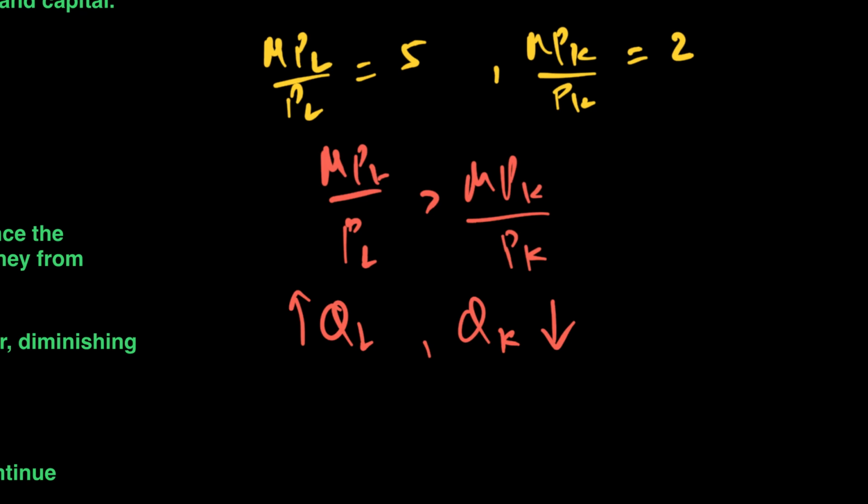So what am I doing? I'm reducing capital and increasing labor, which means every labor will now start to get less and less of capital to work with, while every capital will now get more and more of labor to work with. So labor's marginal product will start to fall, because it's getting less and less of capital to work with, while the capital productivity or MPK will start to rise because it gets more and more of labor to work with.